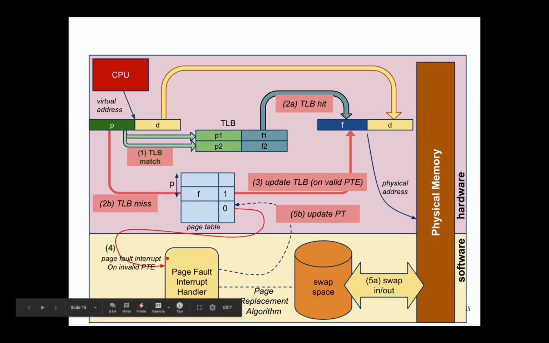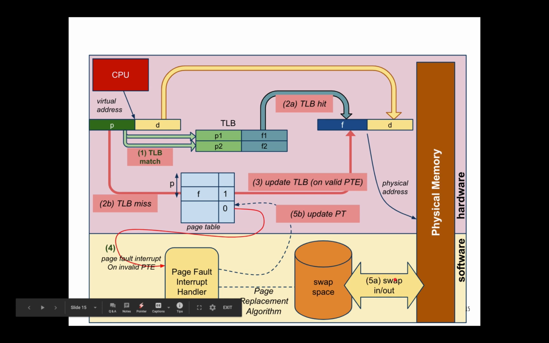In response to the page fault interrupt, the operating system will change the state of the issuing process from running to blocked. Then the OS will run its page fault interrupt logic to find the missing page in the swap space and load that page into RAM. So this is step 5A in our diagram.